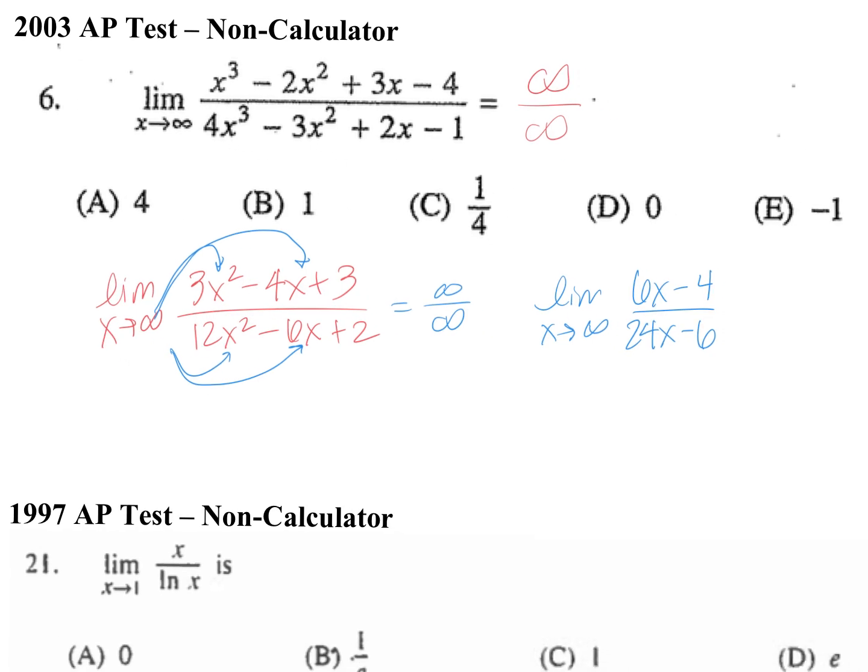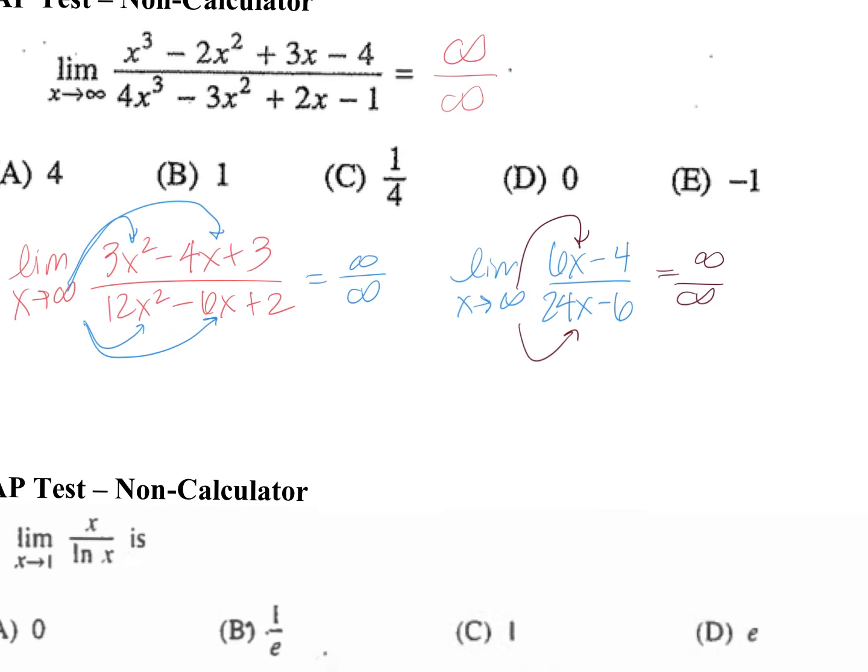We're getting there. But wouldn't I still have an infinity over an infinity? 6 infinities minus 4 is still going to give me an infinity on the top. 24 infinities minus 6 is still going to give me an infinity on the bottom. Don't love L'Hopital until we get a number. So we do it one more time.